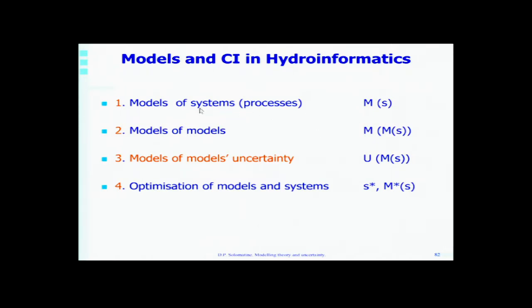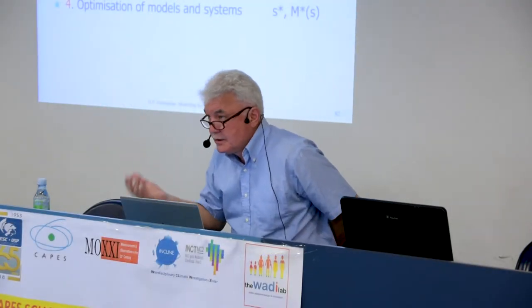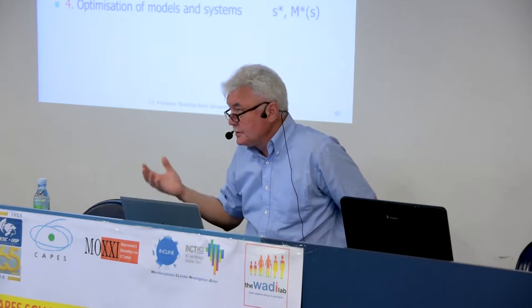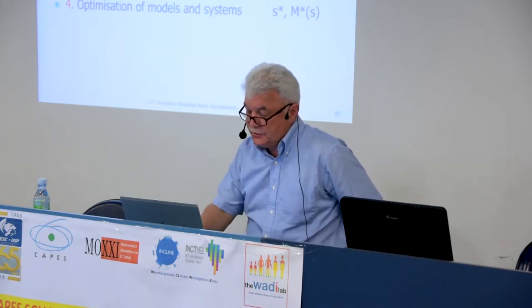So if we look at the hydroinformatics, so to say, approach to modeling, we first build models of systems, M of S. Then we could build models of models, so surrogate models of complex models, where we build simplified models. Also, we could build models of uncertainty of a model, U. And also, we could optimize model structures, and in this way, we would have an optimal model plus a model of its uncertainty. That's, I think, an approach to have in mind. Maybe you will not do it always, but it's good to have in mind that it's possible. And there is software to do it, so you can do it.